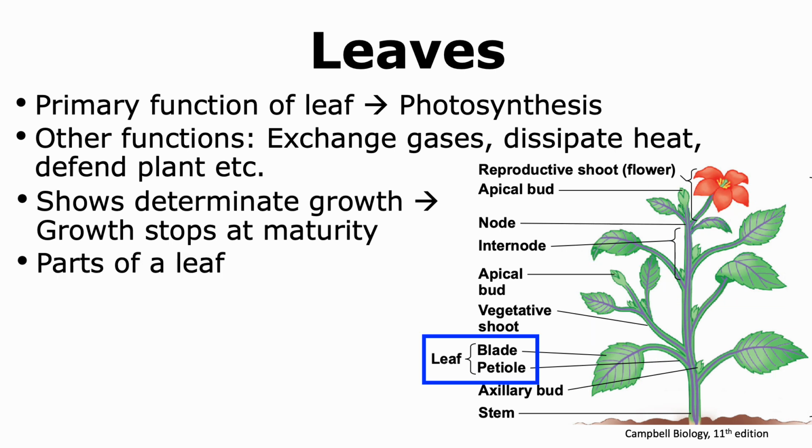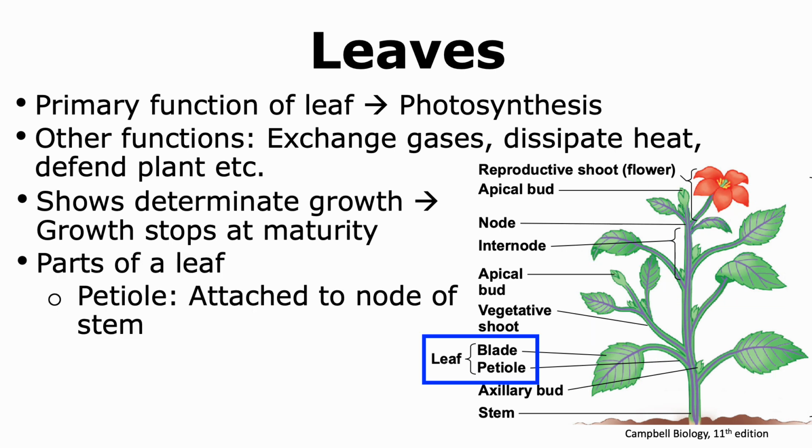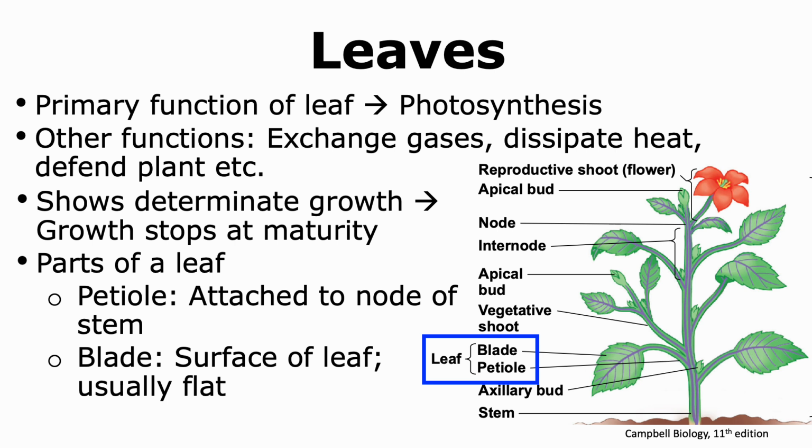The different parts of a leaf include the petiole, which is the part of the leaf that attaches to the node of the stem, and the blade of the leaf, which is the surface of the leaf. Leaves are usually quite flat.